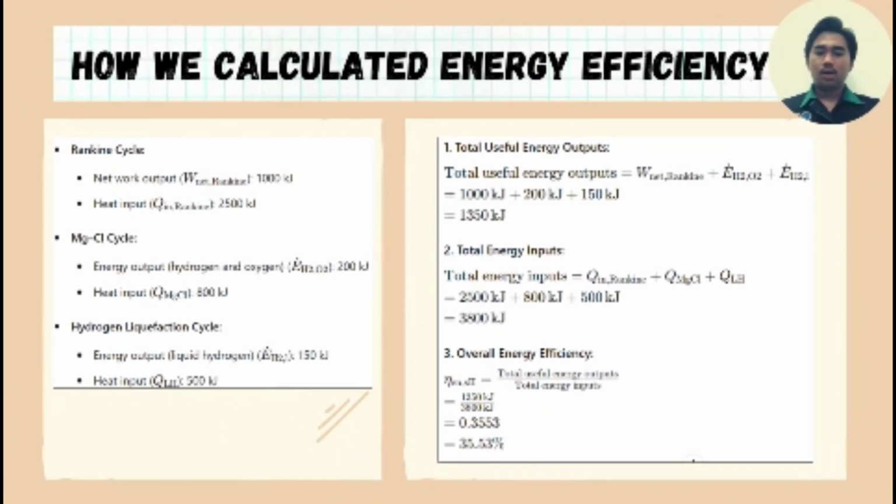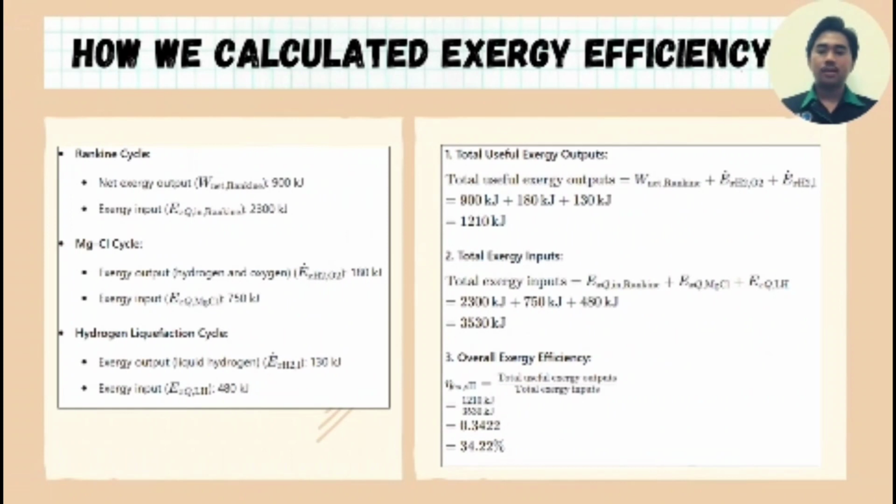How do we calculate the energy efficiency? First, we find the output and input of the entire cycle, then we use the energy efficiency formula to get the answer, like in the slide. Then to find the exergy efficiency, we find the basic information on the input and output of the exergy, and we insert it into the exergy efficiency formula to find the overall exergy efficiency.